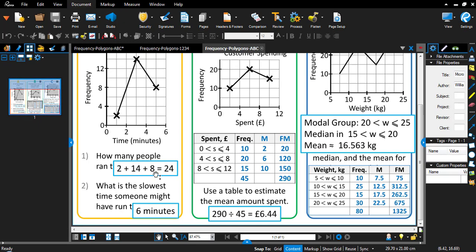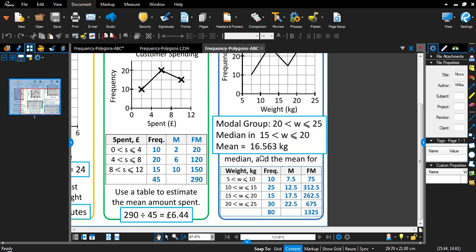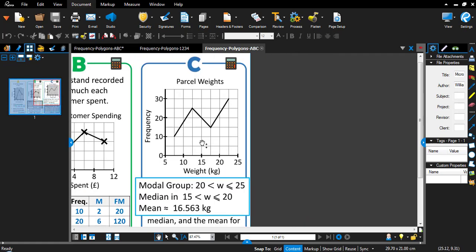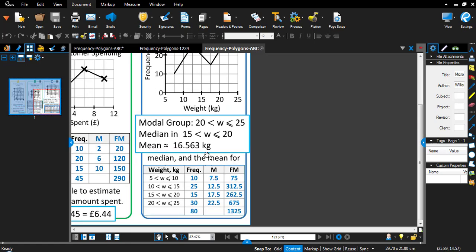How many people? 24. What's the slowest? 6 minutes. They filled out the table. They got £6.44. The mean, yeah, we rounded it up to 17 kilograms. It doesn't matter because they didn't tell us whether we should round it or not. That's perfect. It's fine. We got those, and we got these.